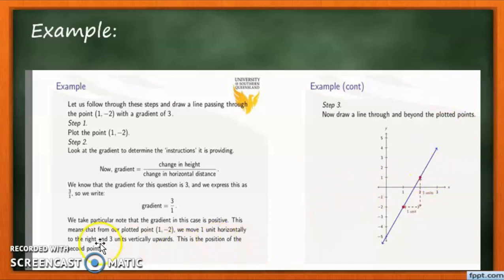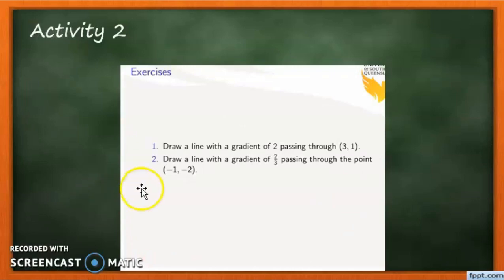Here's an activity. Number 1, draw a line with a gradient of 2 passing through (3, 1). Number 2, draw a line with a gradient of 2/3 passing through the point (-1, -2). If needs be, just refresh yourself by looking back at the videos and also my example. However, I don't think you will have too much trouble, because after explaining it so thoroughly, it should be quick maths for you.